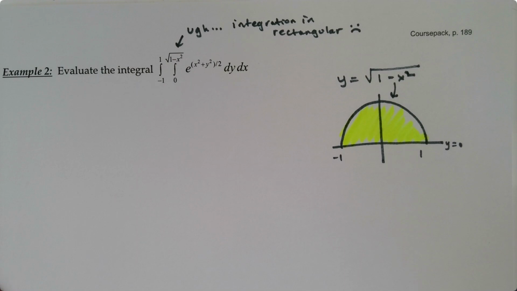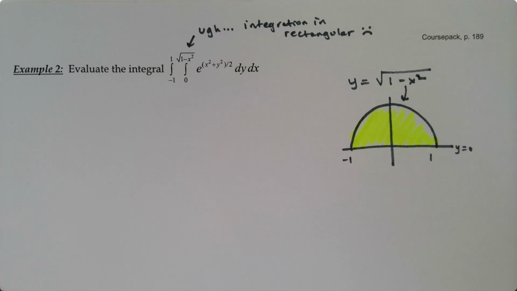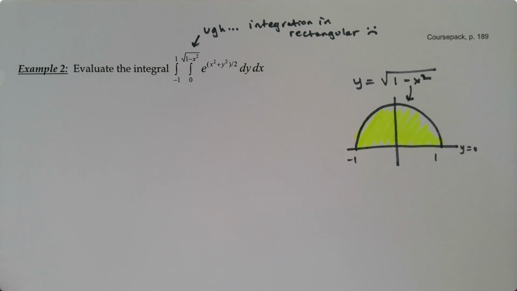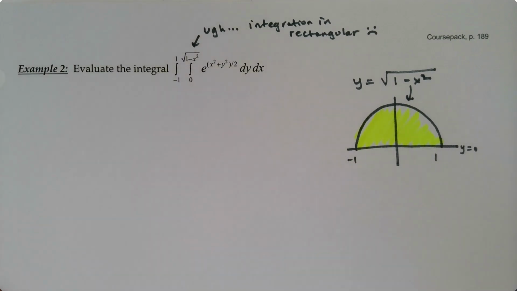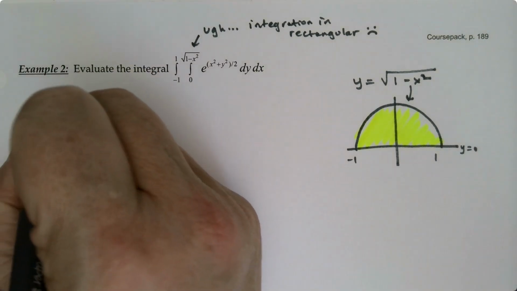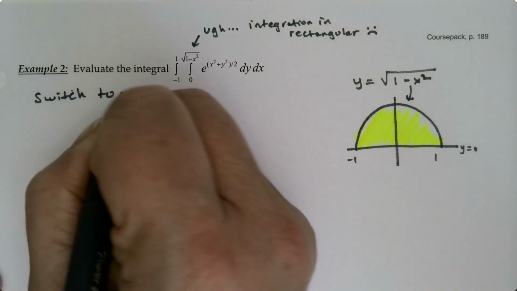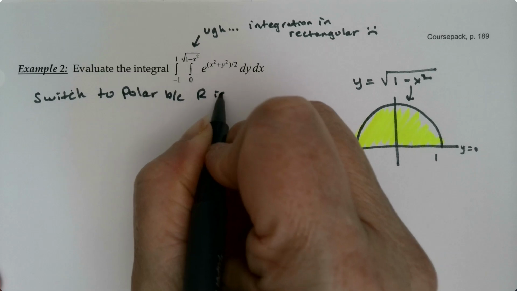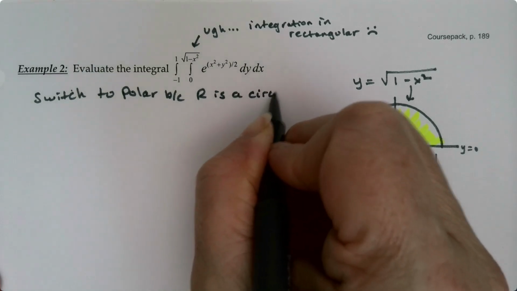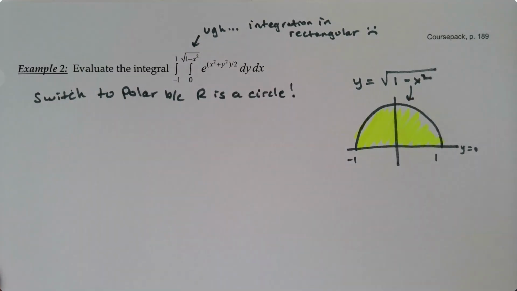So this is going to be way easier in polar. That's a general trick for you. If it's a circle, polar is usually easier. Okay, so we're going to switch this to polar, because R is a circle. Your region of integration is a circle. Most of the time when your region of integration is a circle, it is easier in polar coordinates.